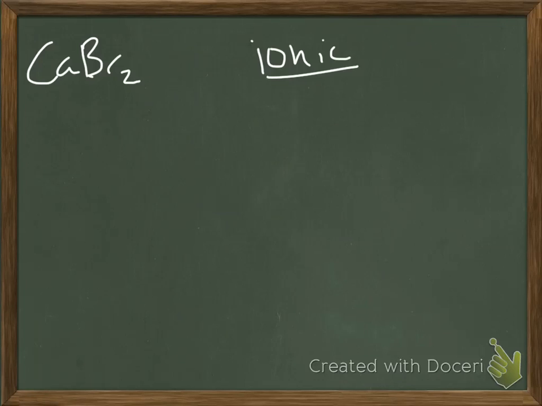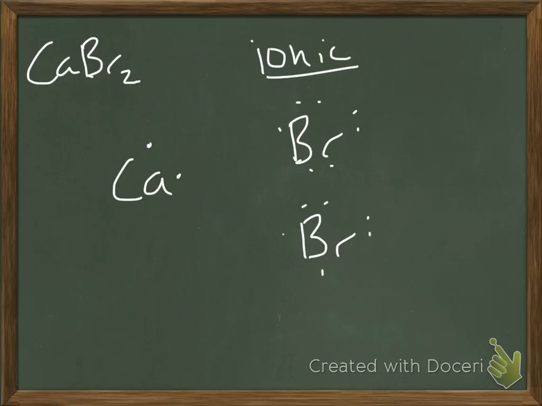Okay, so we got to draw a calcium. Calcium is in group 2, which means it has 2 valence electrons. We have 2 bromines. Each bromine has 7 valence electrons. So I draw 7 dots on the outside. Calcium is going to donate 1 electron to each bromine, so that each bromine can have 8.